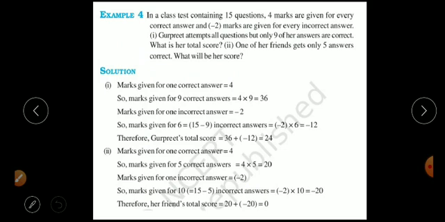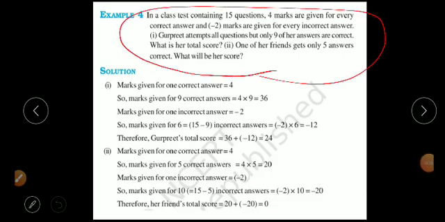Now the question. In a class test of 15 questions, 4 marks are given for every correct answer and minus 2 marks are given for every incorrect answer. Gurpreet attempts all questions but only 9 of her answers are correct. What is her total score? One of her friends gets only 5 answers correct. What will be her score? Okay, see the question properly, then I will solve it on a blank page.